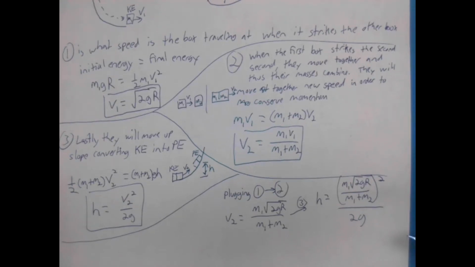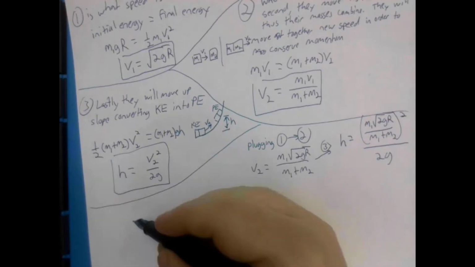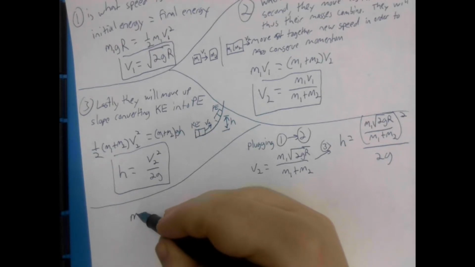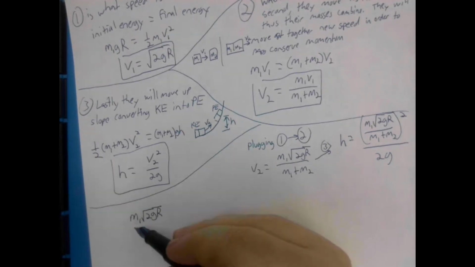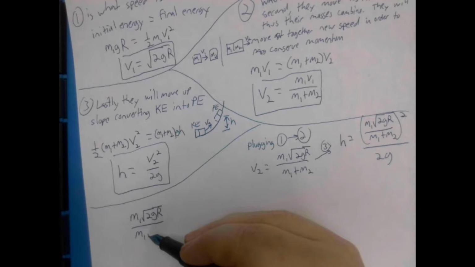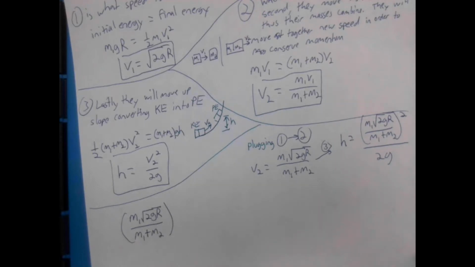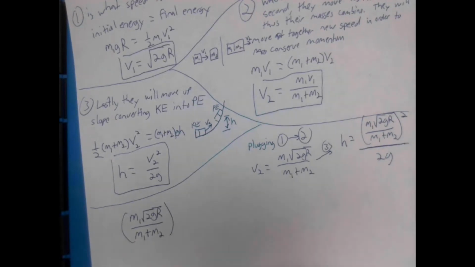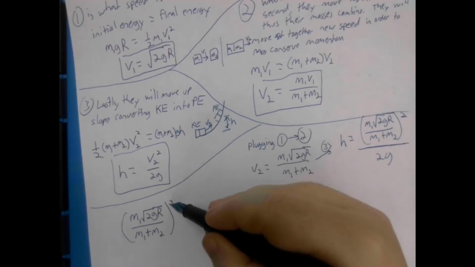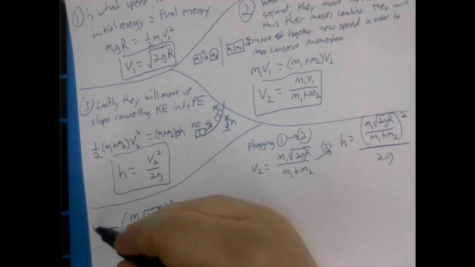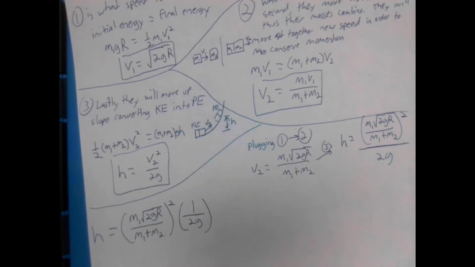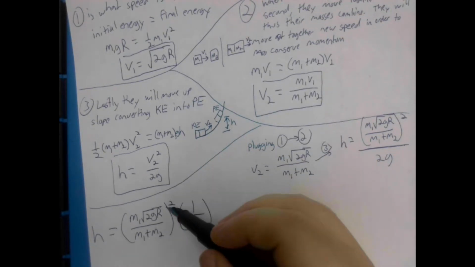We can simplify this, and let me write it cleaner over here. So m1, the square root of 2gr, divided by m1 plus m2, all that squared. Divide by 2g is the same thing as multiplying by 1 over 2g, and that's equal to h. We can clean this up slightly. So, do you know how to distribute this?